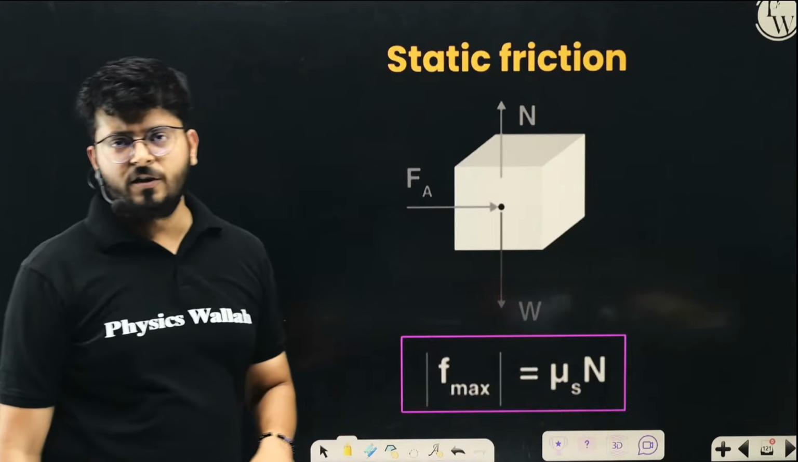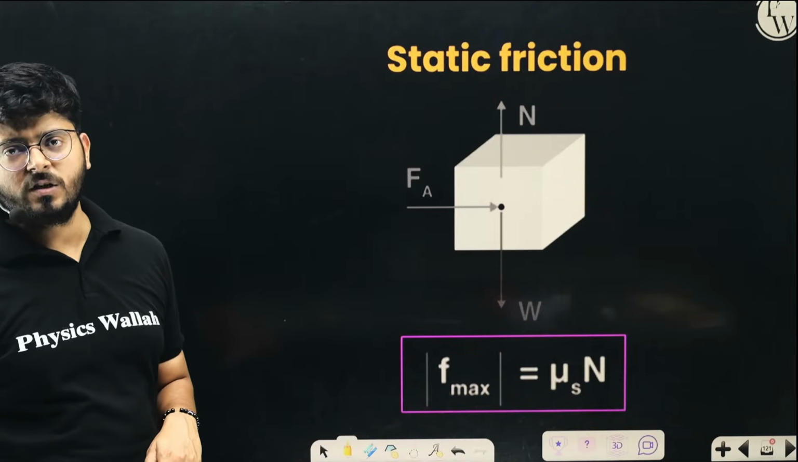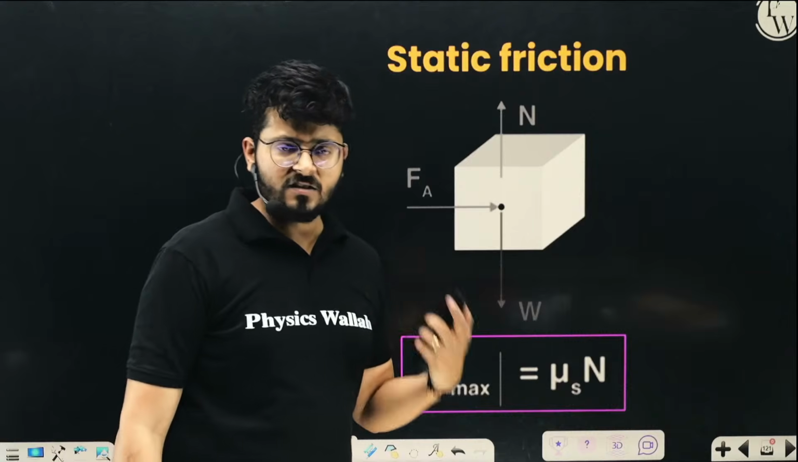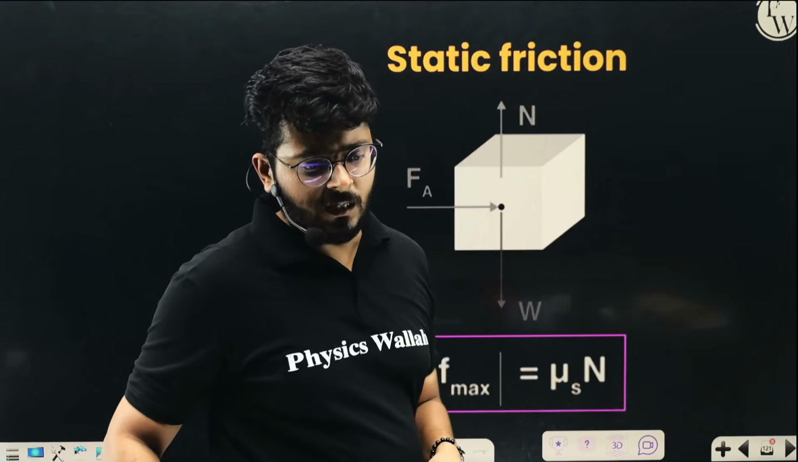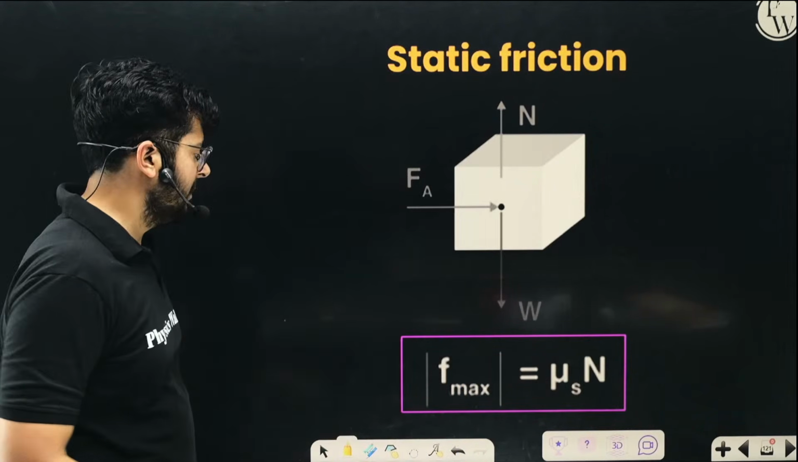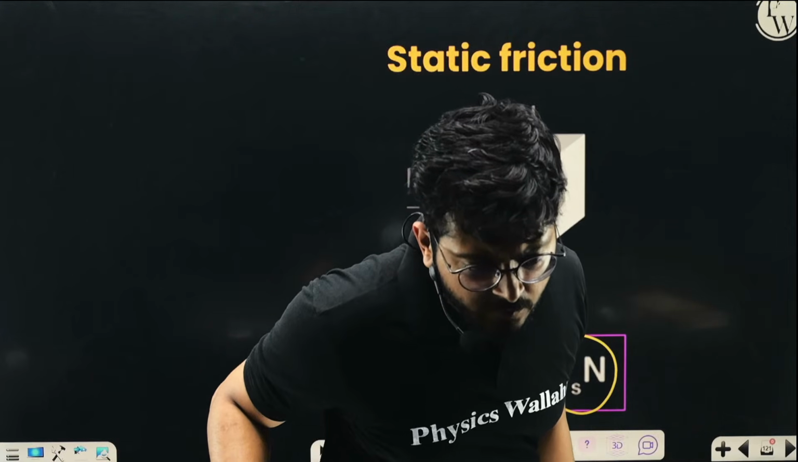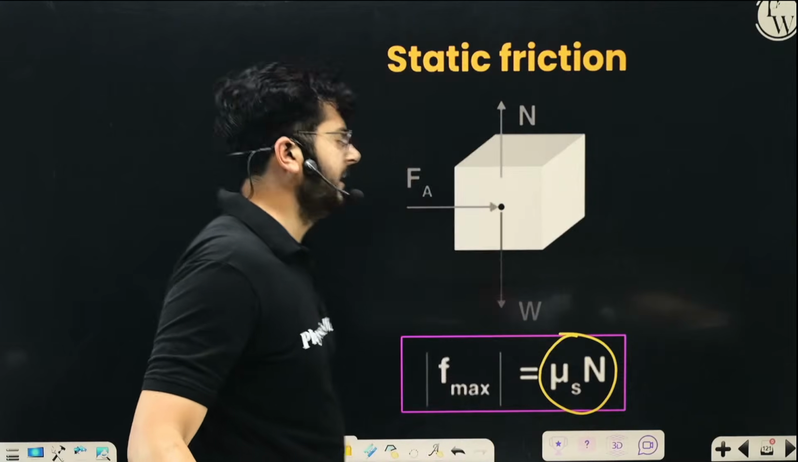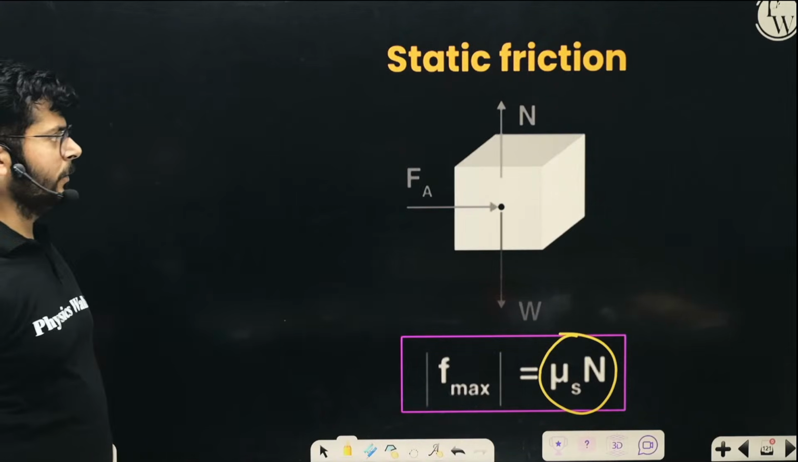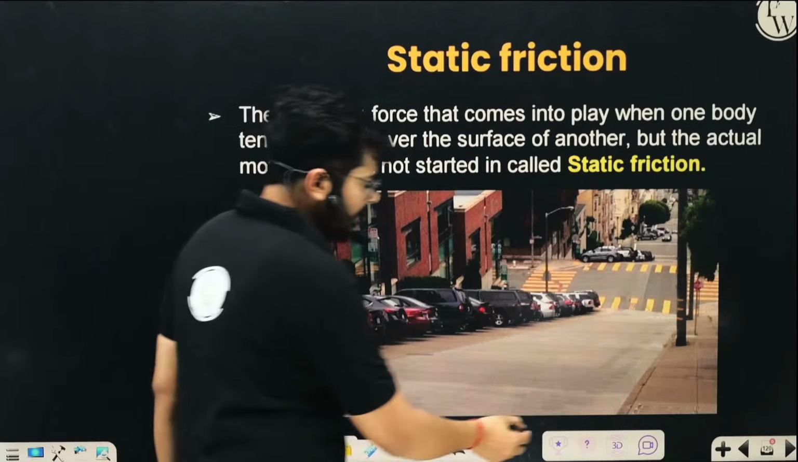The maximum value of static friction that can act between the two surfaces is called the limiting static friction, or limiting friction. I hope the idea is very clear. So limiting friction is mu s into N. Limiting friction is mu s into N. All right. So how will you understand the limiting friction?